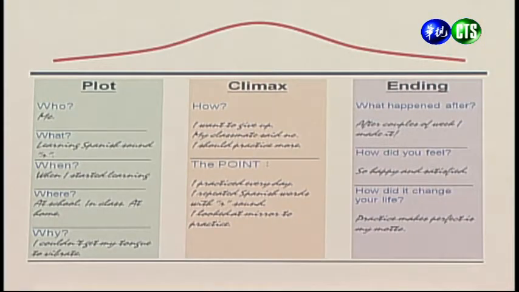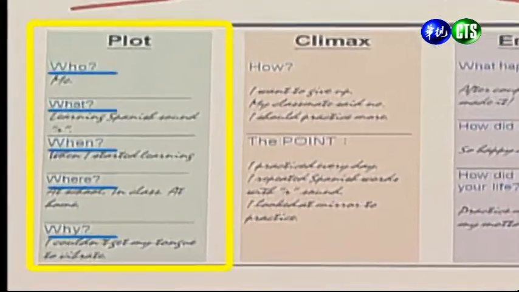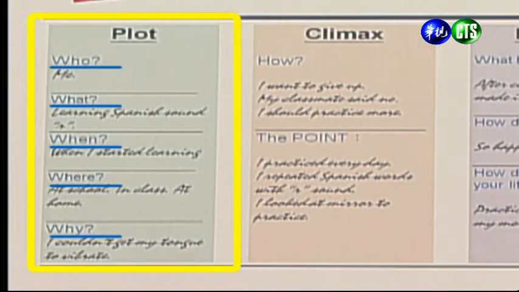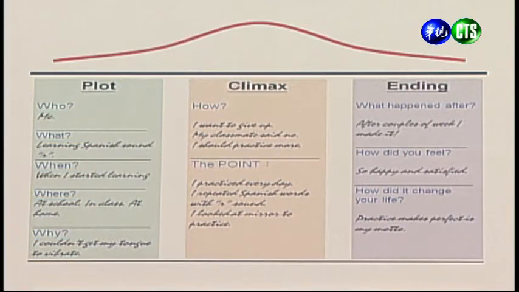And so you can see here that we use WH questions like who, what, when, where, and why to organize the specific details that we can add to our narrative. You can also see that we add details about the climax of the story.